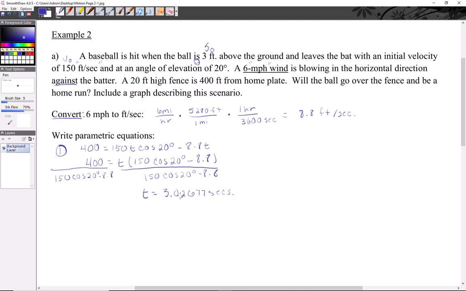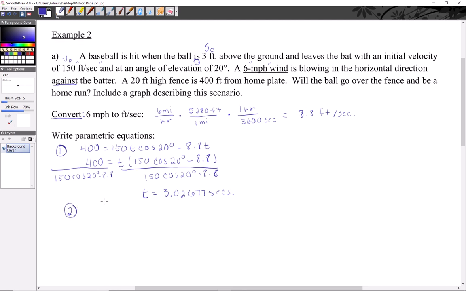Now that's the time it takes for it to travel horizontally 400 feet. If we plug that time into the vertical aspect, then we should see how high that ball is at that particular time. If it's at or above 20 feet, home run. If it's below 20 feet, not a home run. So let's do that.